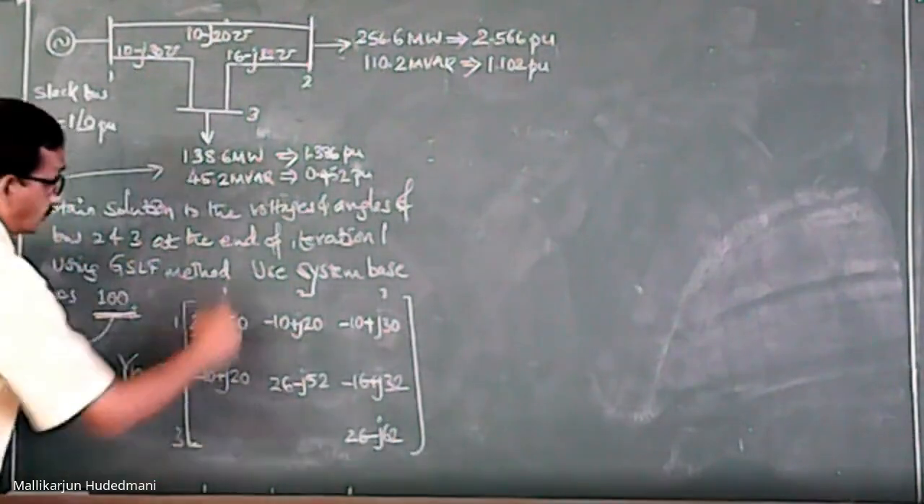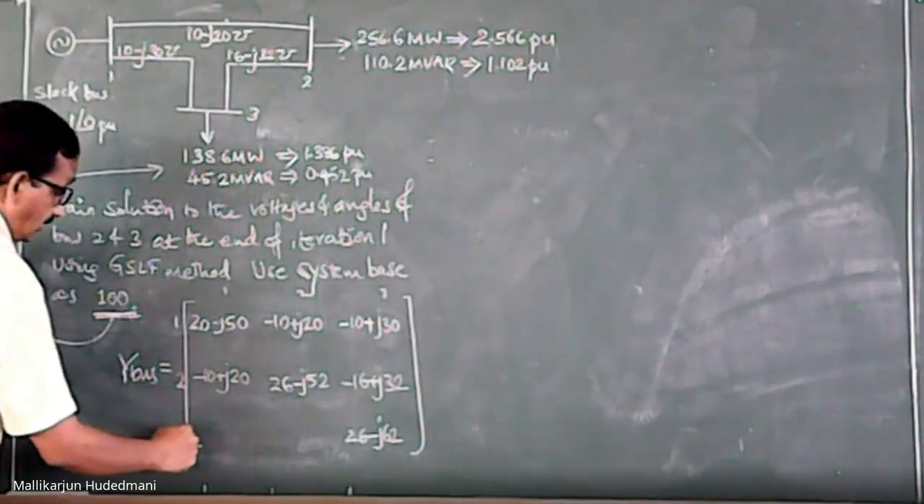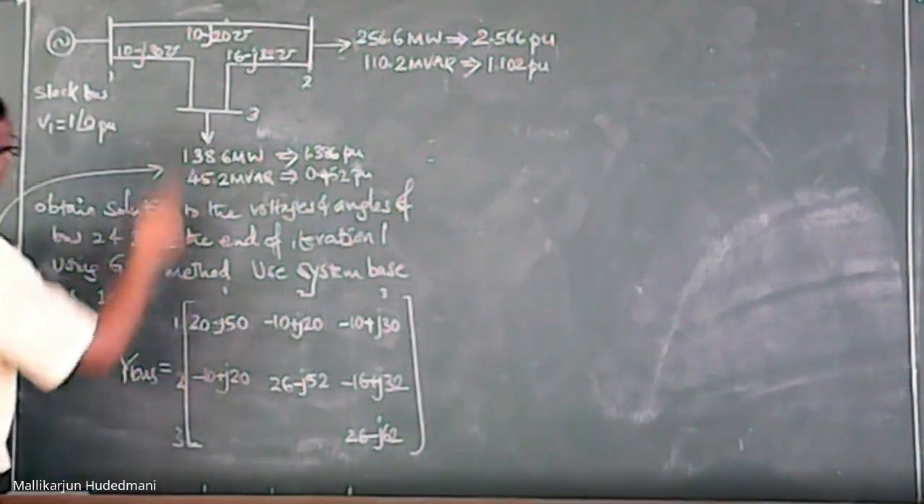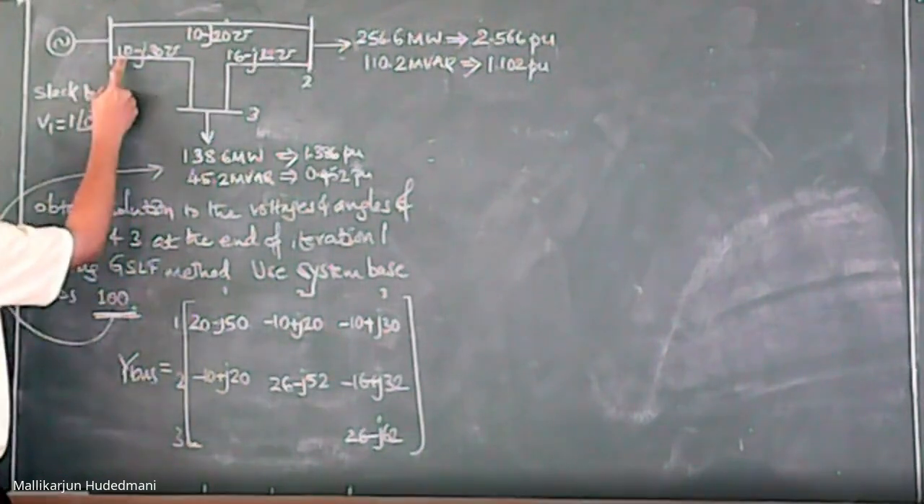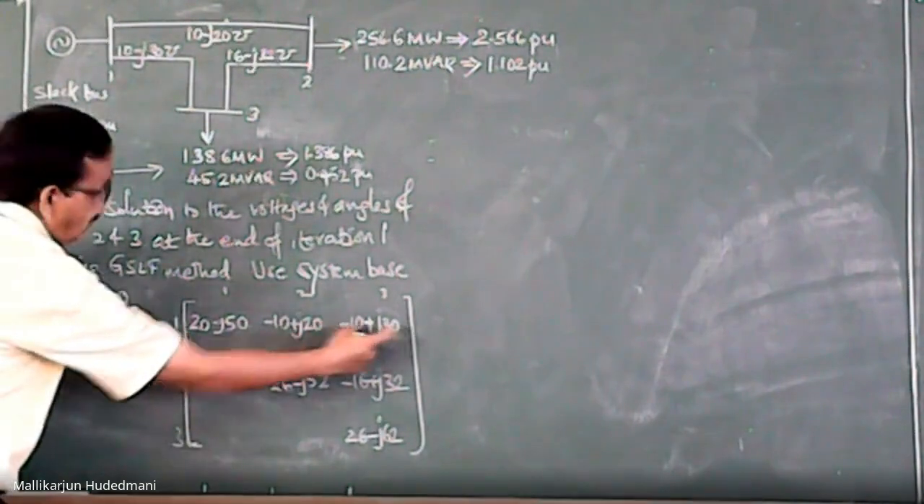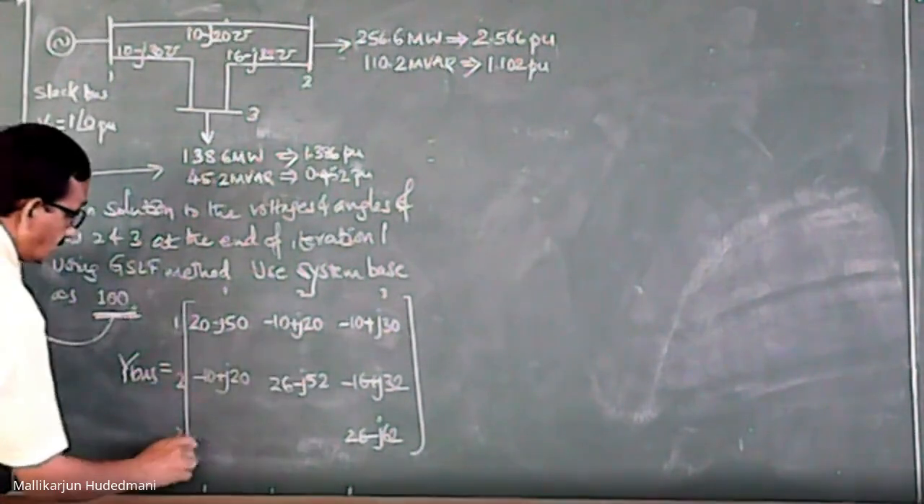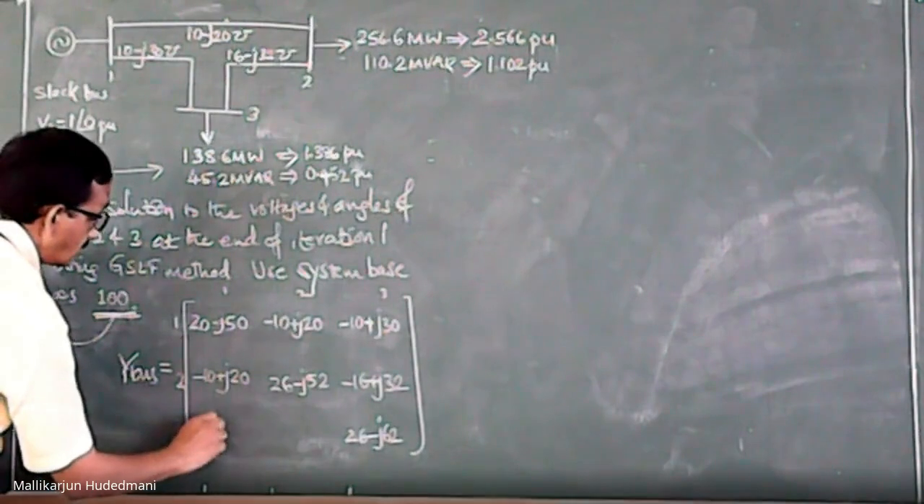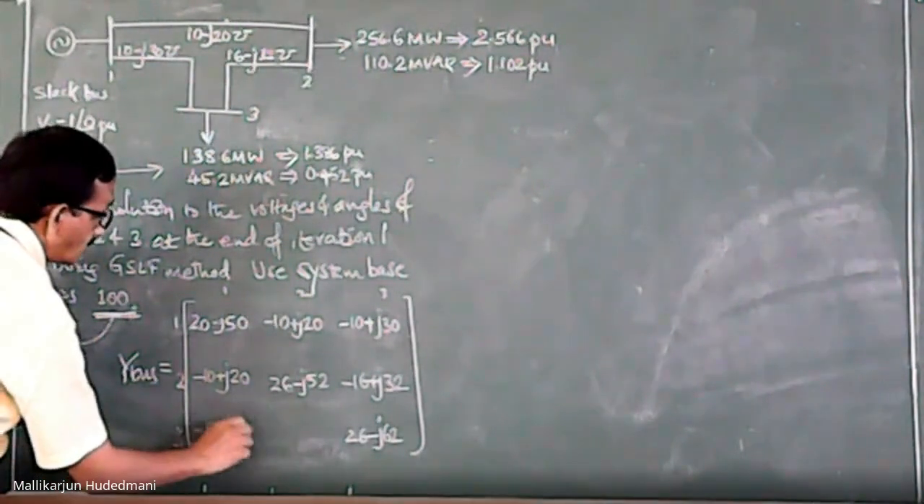What about 3 cross 1? The element between 3 and 1. 3 to 1. What is the value? 10 minus j 30. Negative of that. Nothing but copy, paste here. Which is minus 10 plus j 30.